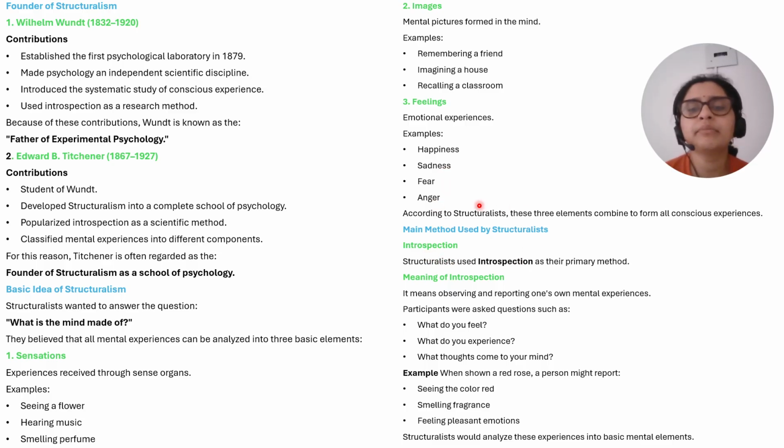So what are the main methods used by the structuralists? Introspection method. Introspection is observing one's own mental processes or mental experiences. What is happening in our own mind? We will sit and we will observe.